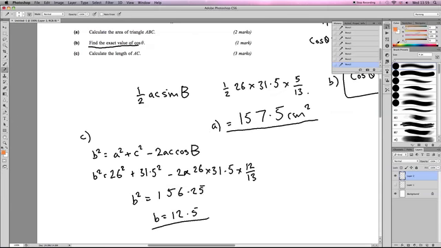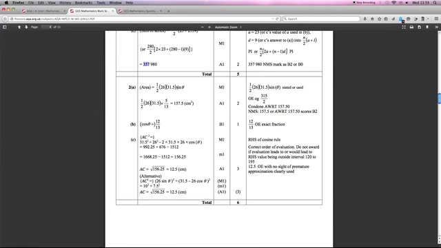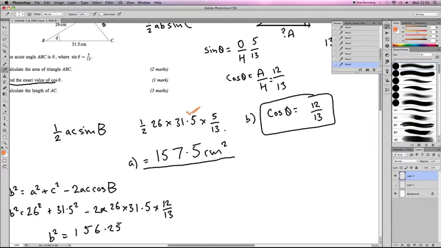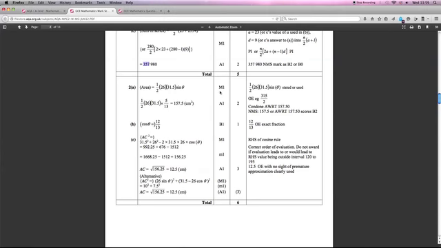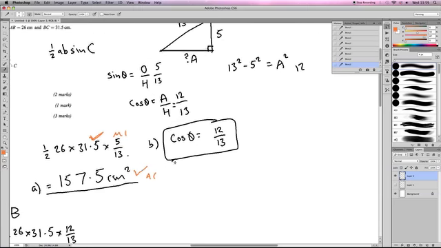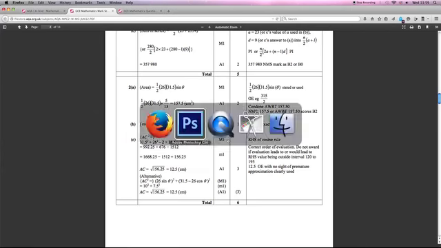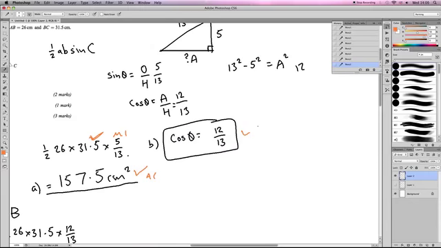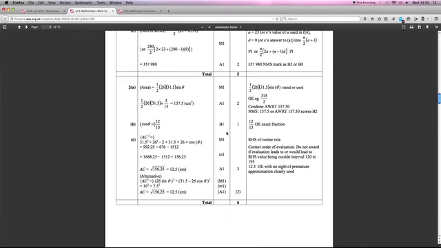Let's mark this in orange. So we're going to try this in a rainbow. So area, half 26 times 31.5 sine theta. Where is it? There we are. There's my first method mark. Then last but not least, that for my answer. That's my answer. So 2 marks there. Next one is only worth 1 mark. 12 over 13. Oh, actually, that was a B. Yeah, that was a B.